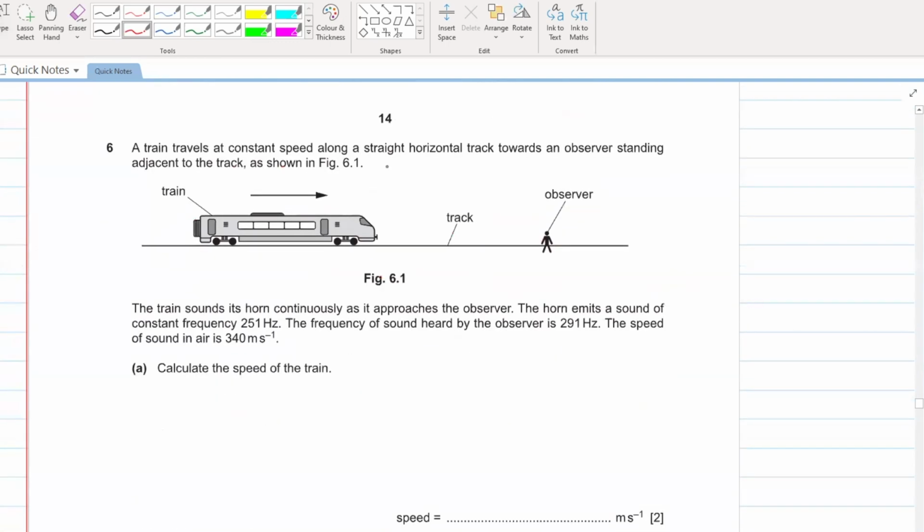A train travels at constant speed along a horizontal track towards an observer. So, towards is an important point here.